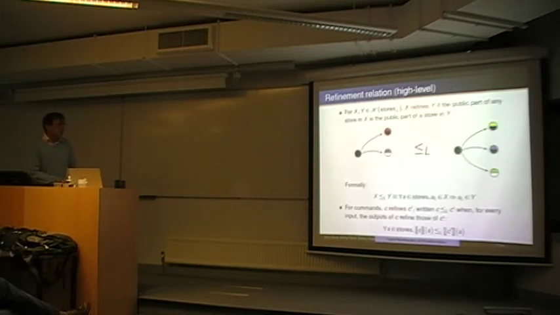Okay. So what's the refinement relation? The top part's the private variables, the bottom part's the low part. So here we non-deterministically choose between these two, and then we compare that to non-deterministically choosing between these three.